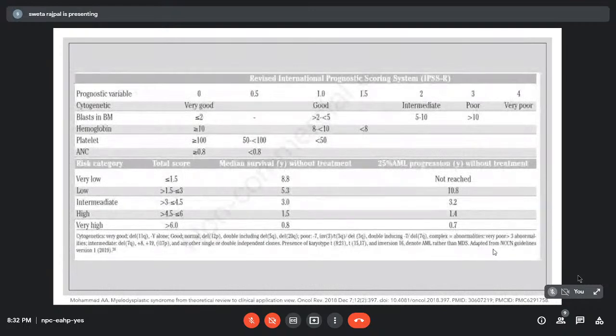This is a table showing the IPSS-R classification based on cytogenetic data and blasts in bone marrow, hemoglobin, platelets, and ANC. They have 5 risk categories: very low, low, intermediate, high, and very high. We can clearly see that as the risk category increases, the median survival decreases, and the AML progression also increases.